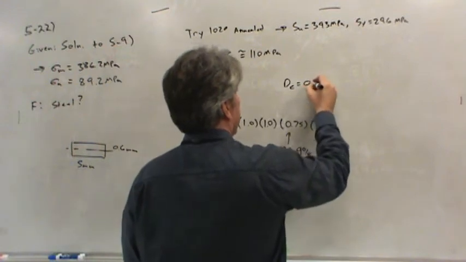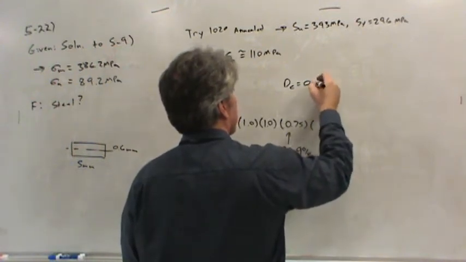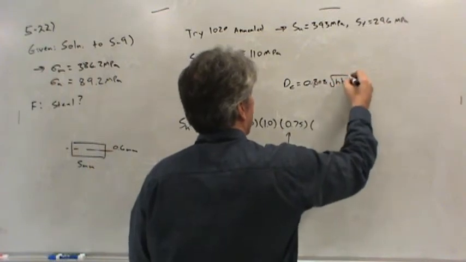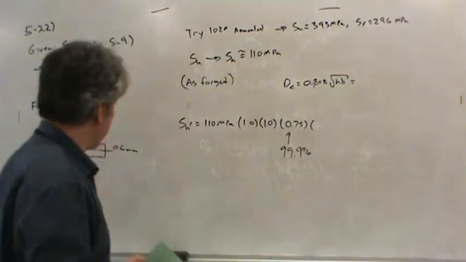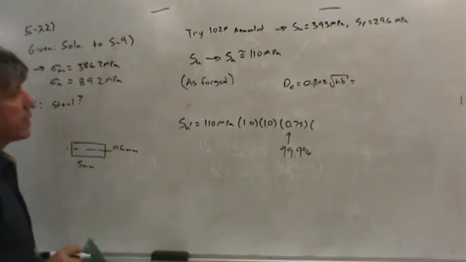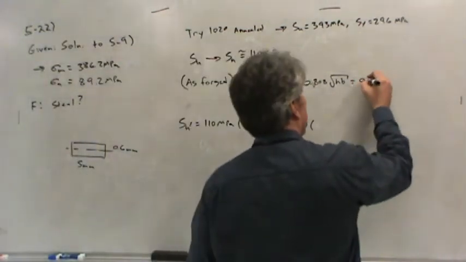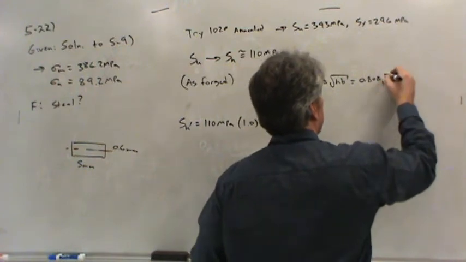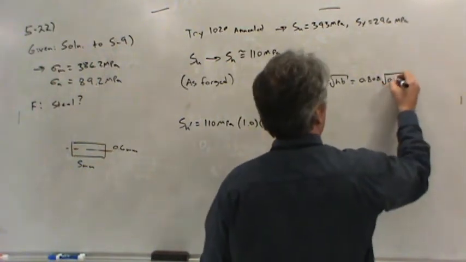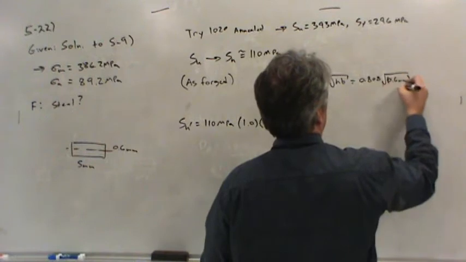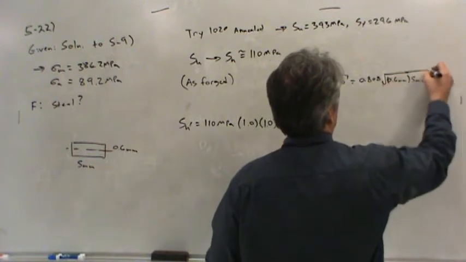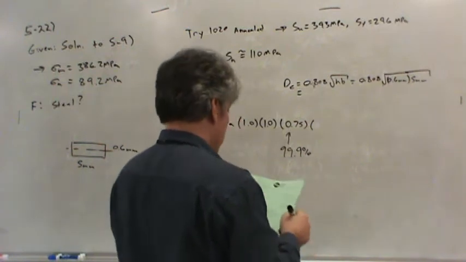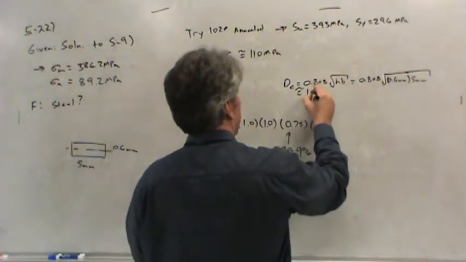For a beam like this that's rectangular, the equivalent diameter is 0.808 root HB, where H is the height of the beam cross-section and B is the base. So that's 0.808 multiplied by the square root of 0.6 millimeters times 5 millimeters. Take the square root, we'll get a result in millimeters, which is good. It comes out to about 1.4 millimeters.